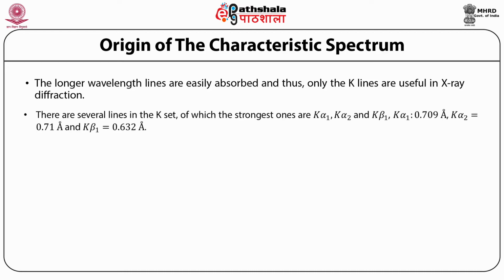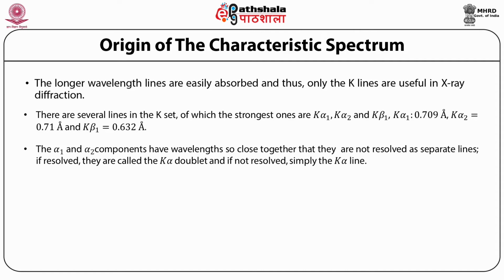There are several lines in the K set, of which the strongest ones are K alpha 1, K alpha 2 and K beta 1. K alpha 1 corresponds to 0.709 Angstrom of wavelength, K alpha 2 corresponds to 0.71 Angstrom and K beta 1 corresponds to 0.632 Angstrom. The alpha 1 and alpha 2 components have wavelengths so close together that they cannot be resolved as separate lines.